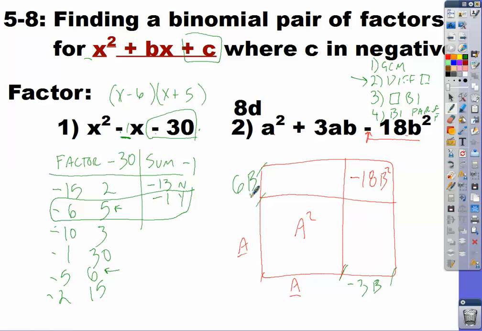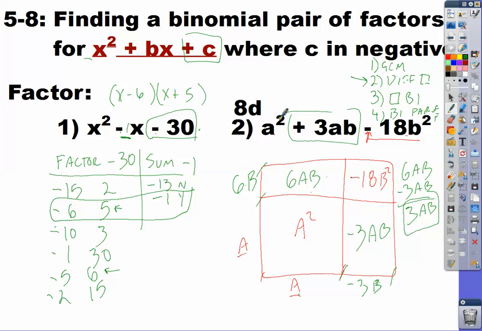Okay, so let's try this. 6b times a is 6ab. Negative 3b times a is negative 3ab. 6ab plus negative 3ab: 6 minus 3 is 3, so 3ab. Does this match the middle term, the linear term? It does. It does match the linear term.